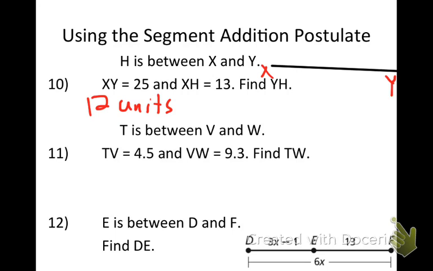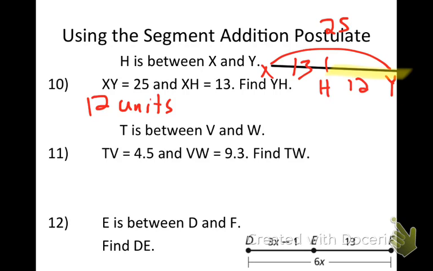H is between X and Y. Here's X, there's Y. H is somewhere in the middle here. XY is 25, so I have the whole segment. XH is 13. Well, I have the whole and the part. I want to find the other part. That has to be 12. Again, draw the diagram, help yourself visualize.